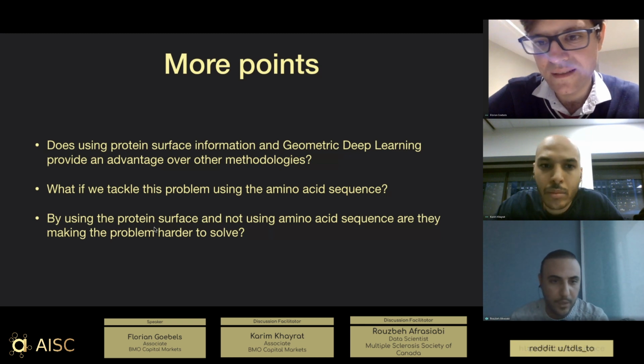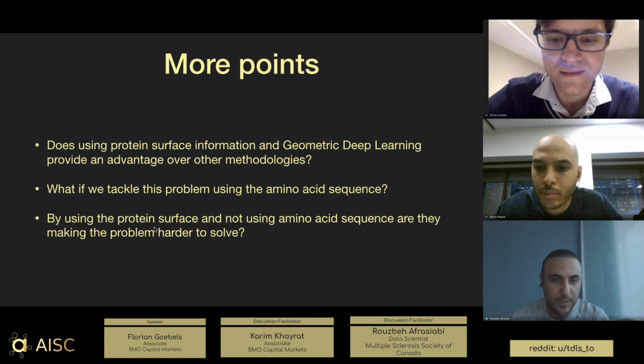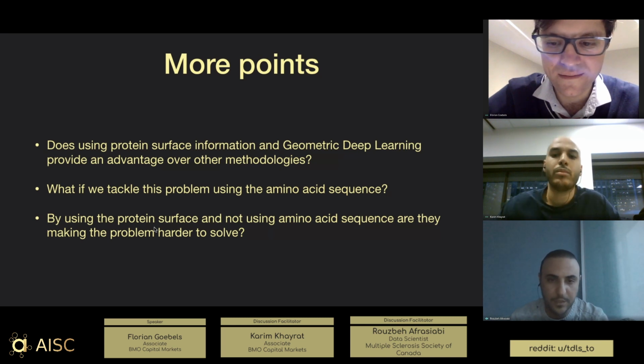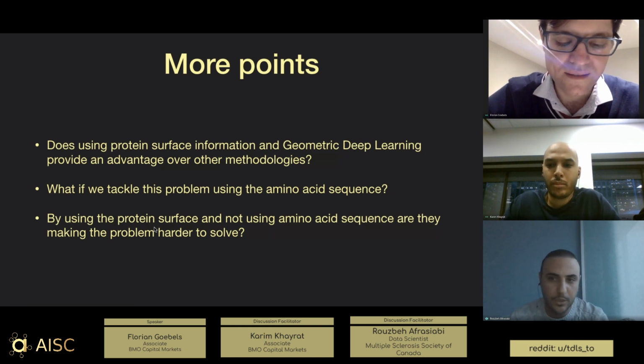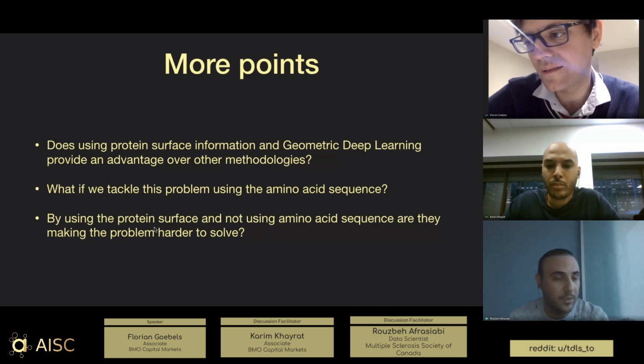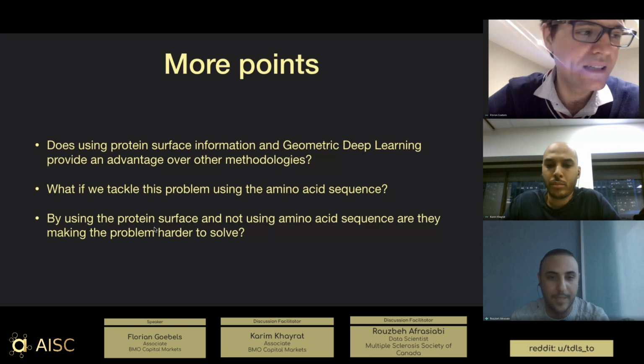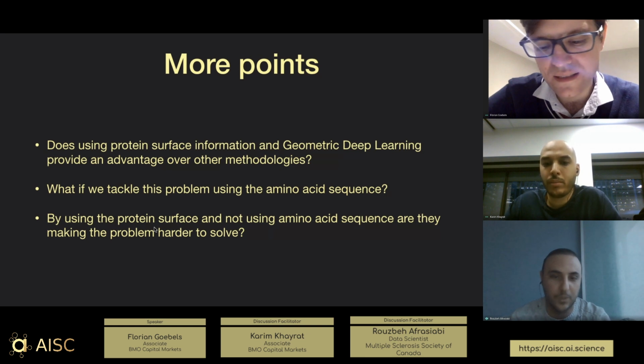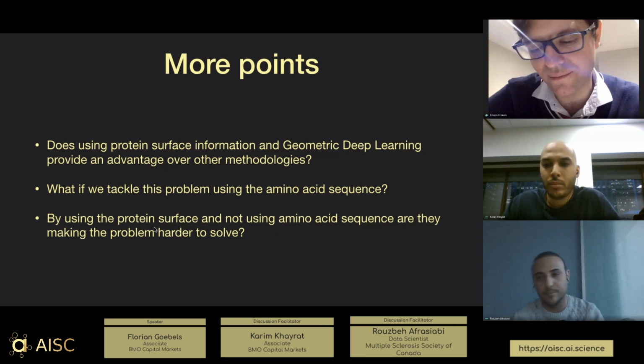And in regards to the surface information, the surface information is a consequence of the amino acid sequence. So if you have a model that works well with the sequence, you can basically skip the surface information because you already have that knowledge as a consequence of the amino acid sequence. But will it be easy to create that model? Not as easy as a model that just works with the surface. I think it's going to be close to impossible.